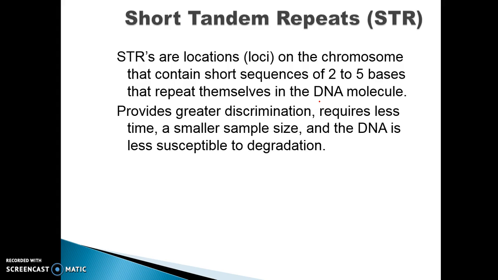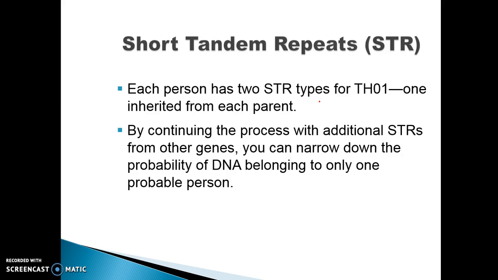Another example of this would be TCG, TCG, TCG. So 3 bases repeating, TCG repeating. This doesn't require restriction enzymes to analyze. And again, these locations are known. So all we need to do is use gel electrophoresis, and then you get the band patterns. Okay. So again, you can narrow down the probability of DNA belonging to one person. It's another way to analyze the DNA.